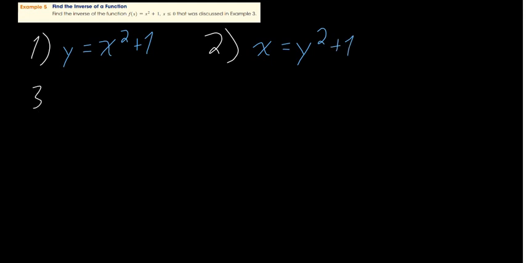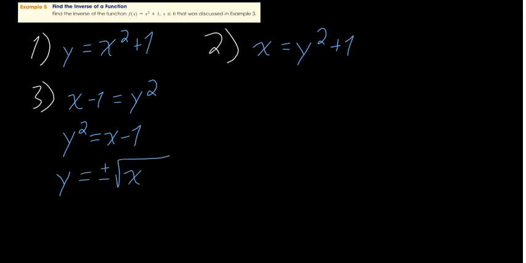Okay, so step 3, we need to solve for y. So let's go ahead and subtract 1 from both sides. And then we're going to take the square root of both sides. Let's go ahead and swap these sides again, because I really do like my y's on the left. Okay, so I'm going to take the square root of both sides, so I'll have y is equal to plus or minus the square root of x minus 1.